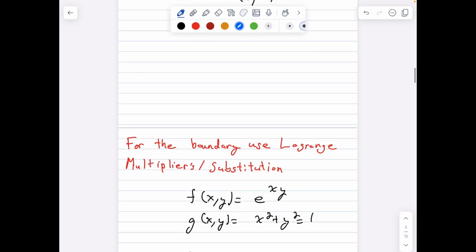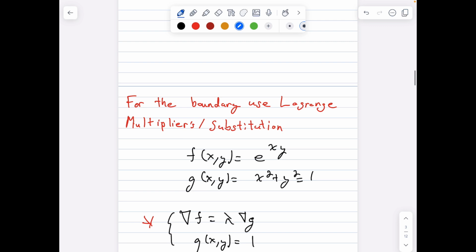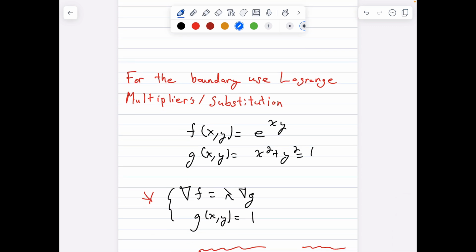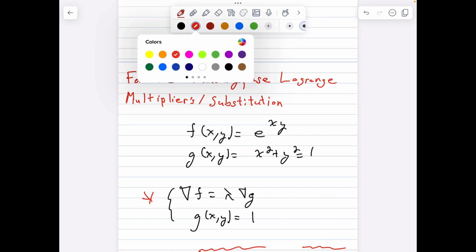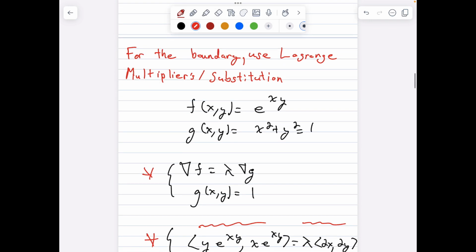All right, for the boundary, you're going to use something like Lagrange multipliers or substitution. Now, which one should you use in which case? It depends. If you have something fairly straightforward as an equation that describes your boundary, then I often tell people I would use Lagrange multipliers, okay? So this is a case of that. It's easier to see how my advice would apply with the next example that I do, okay? We'll get to that in a minute.